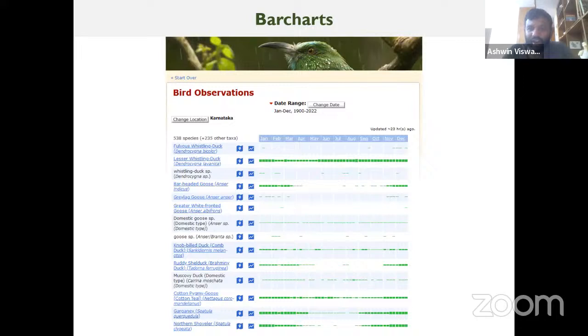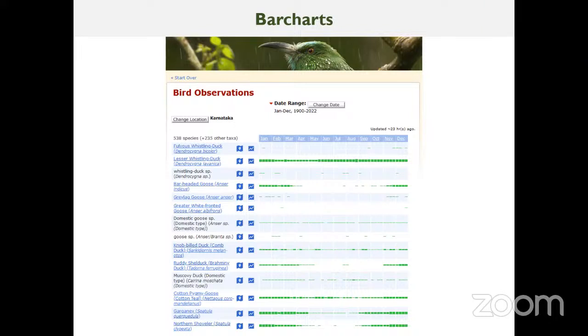Can somebody tell me, you can unmute yourself and say, what are you seeing about bar-headed goose over here? Or Adishel duck in Karnataka? In the screen that I am showing, what are you seeing about bar-headed goose? What are these bars? The months it has been seen and the months it has not been observed.